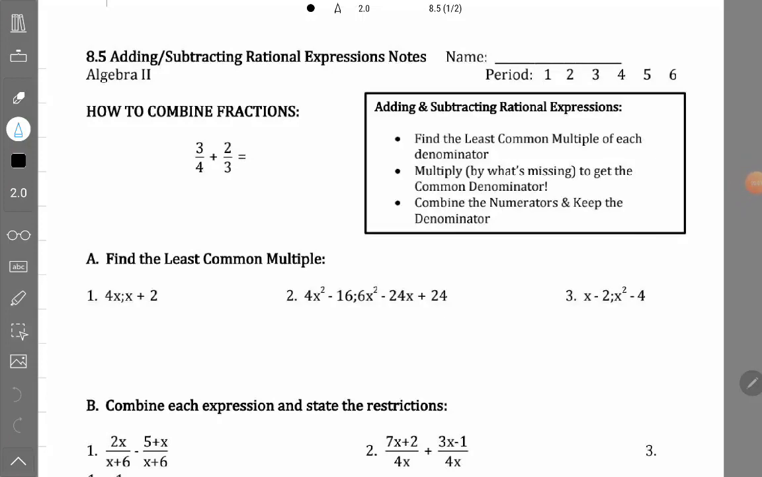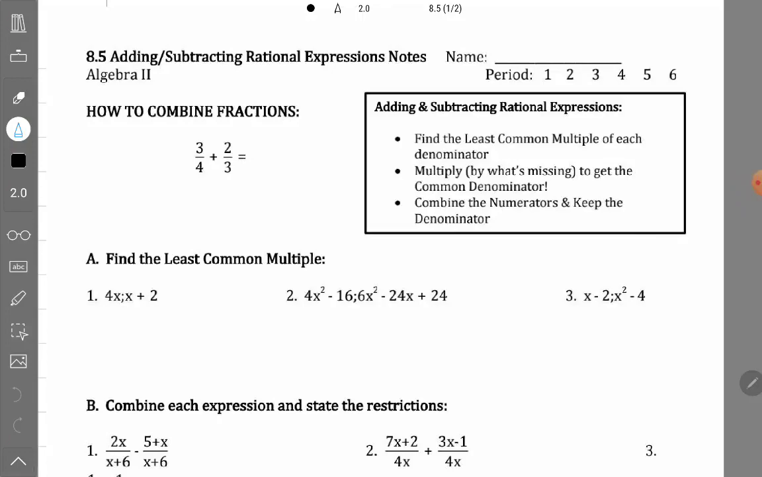Doing some math today. We'll be adding and subtracting rational expressions. It's just a little bit, I meant to kind of be like multiplying, dividing, just now we're adding, subtracting fractions. It's going to be a little bit harder. Here we go. How to combine fractions.